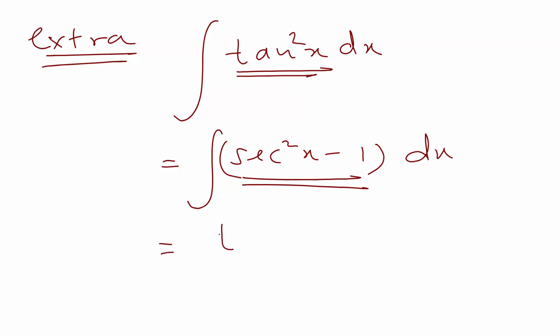So integration of sec square x is tan x. You can refer to the formula sheet. Minus integration of 1 is x. Guys, just give a feedback whether you have understood this or not. Okay. So tan square x, don't do it directly. There is no formula for tan square x. So you have to use the identity first.